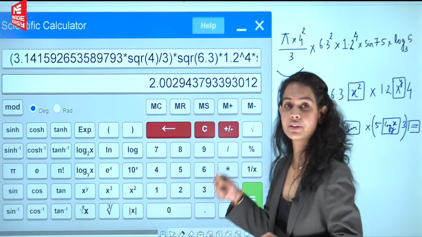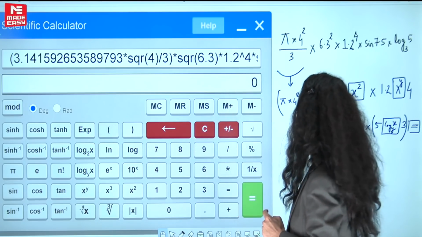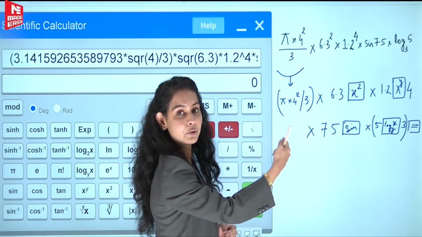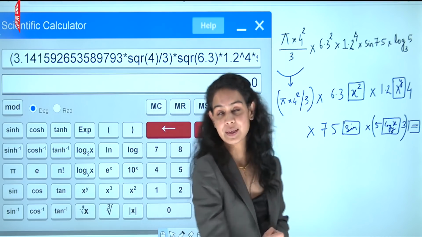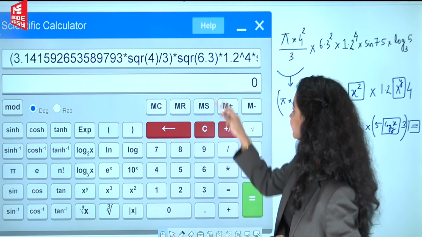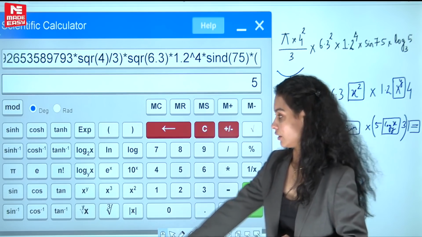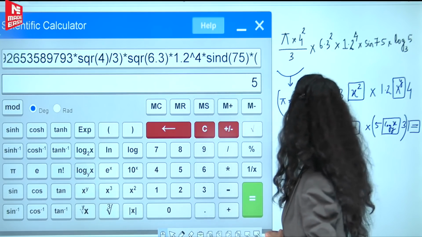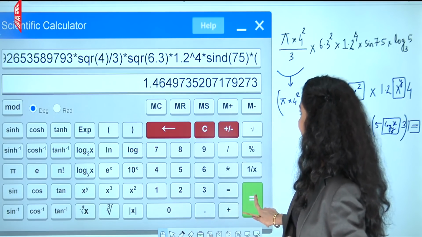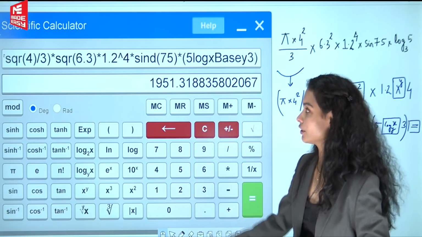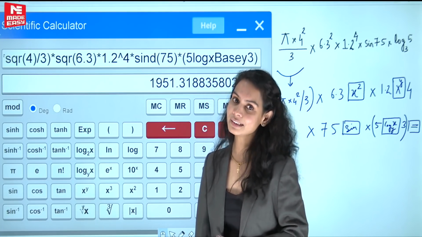Next is log 5 to the base 3. Here you will have to open again a bracket, because as I said 75 sine will get multiplied with 5 log x to the base y 3. So to avoid this, open one more bracket. So we will open one more bracket with this. Okay, then here it is 5 log x to the base y. The value of y is 3. Close the bracket and then press equal to. So this is your final answer that we get. So in one single go we will get the answer without writing a single thing on our rough sheets.